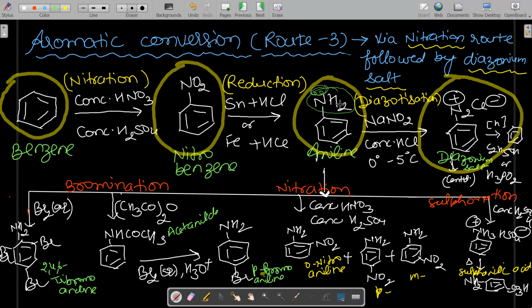When bromine attacks this, it attacks all positions, ortho, para, and the other ortho, so there's a formation of tribromo. But if we want to obtain monobromo, its activity has to be reduced. Its lone pair density, meaning electron density, has to be reduced. It should be less active. It should be a little bit deactivated.